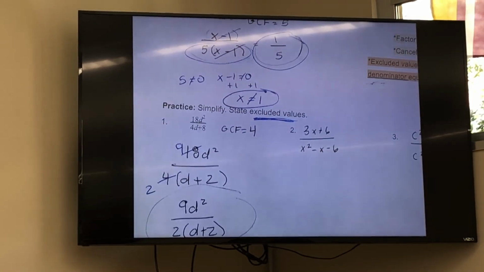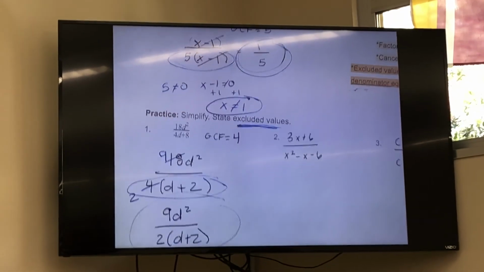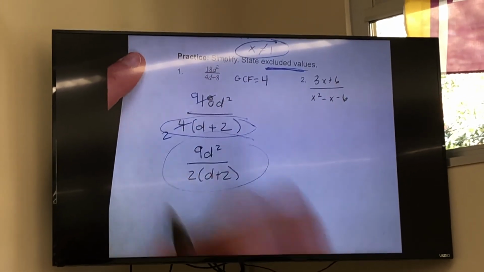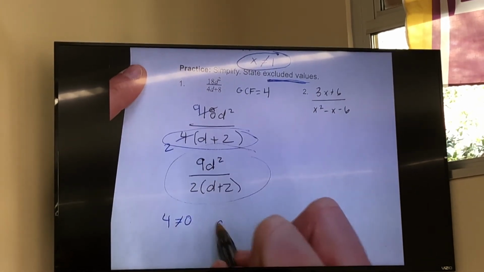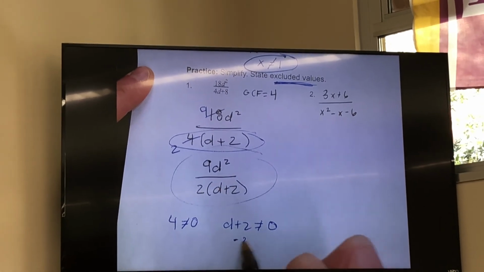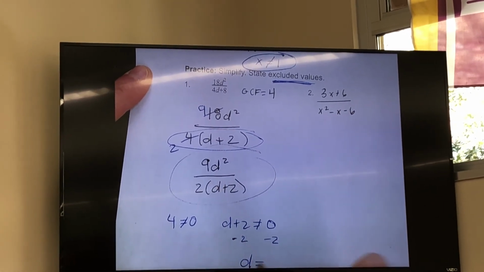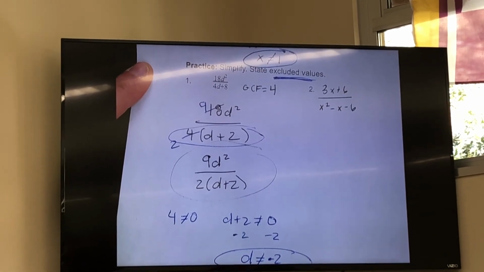Don't forget about that. I go before I canceled right here, and I'm setting each of my factors equal to 0. I get 4 doesn't equal 0, nothing I can do with that. And then I get D plus 2 cannot equal 0. I subtract the 2 to solve, and I get D cannot equal negative 2. So that would be my excluded values.